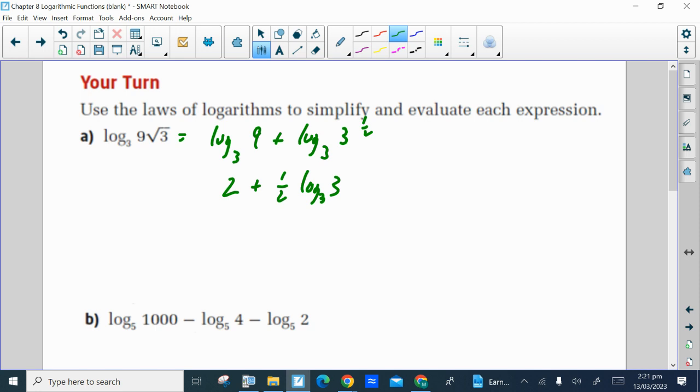So using the power law for that second term, the 1/2 comes in front. Brett, what's log base 3 of 3? Because that's asking 3 to what power is 3? Or, using the change of base, it'd be log 3 over log 3. So this is 2 plus 1/2 times 1. So it's 2.5 or 5/2.